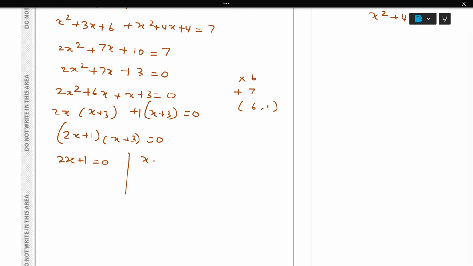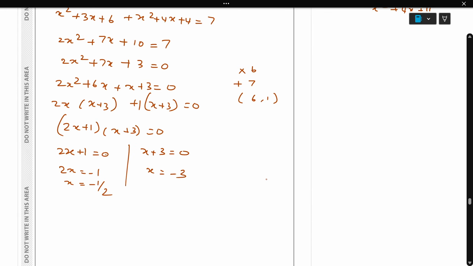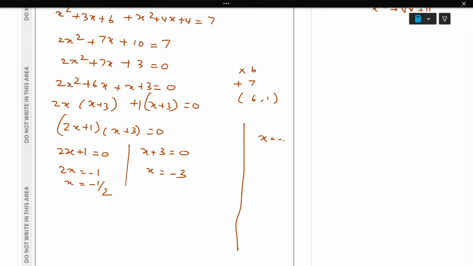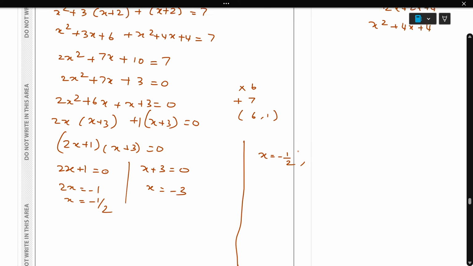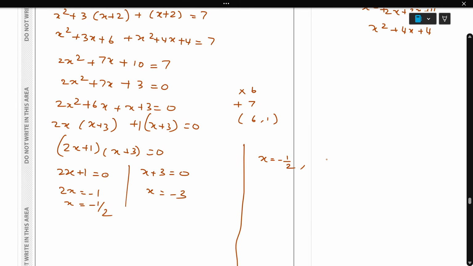So write the x plus 3 here, which is plus 1 equal to 0. So (2x plus 1)(x plus 3) equal to 0. So first part equal to 0, then 2x plus 1 equal to 0 and x plus 3 equal to 0. So 2x equal to minus 1, x equal to minus 1 by 2. Same here, x equal to negative 3. We got two x values, so we are going to find y now.